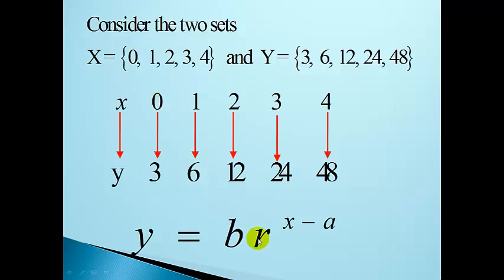r is the common ratio, and the common ratio is the second image divided by the first image, or the third image divided by the second image, or the fourth image divided by the third image, or the fifth image divided by the fourth image. That is how we find the common ratio.